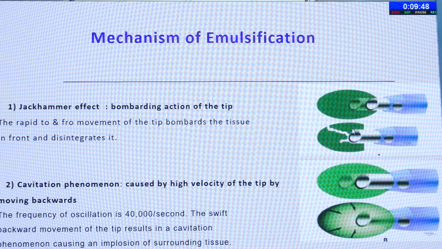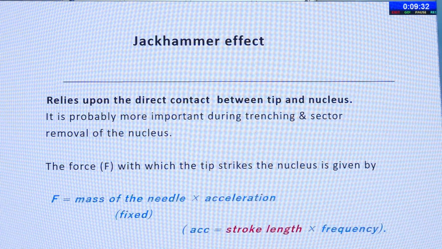And the second phenomenon is the cavitation phenomenon. Cavitation means that there is a rapid backward movement of the tip. Now the tip moves faster than the fluid which is surrounding the tip. So it creates a kind of bubble there, a hole, and the fluid fills into that bubble and it causes emulsification of the tissues.